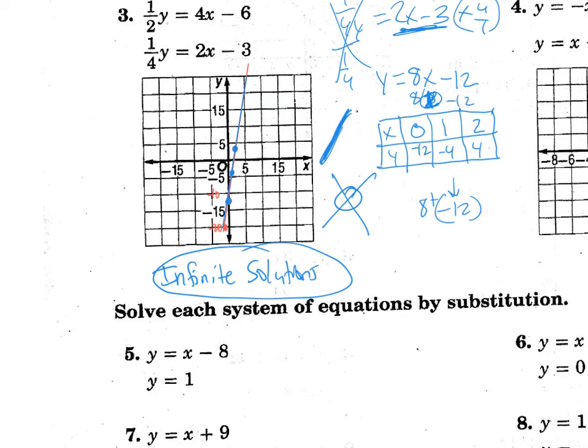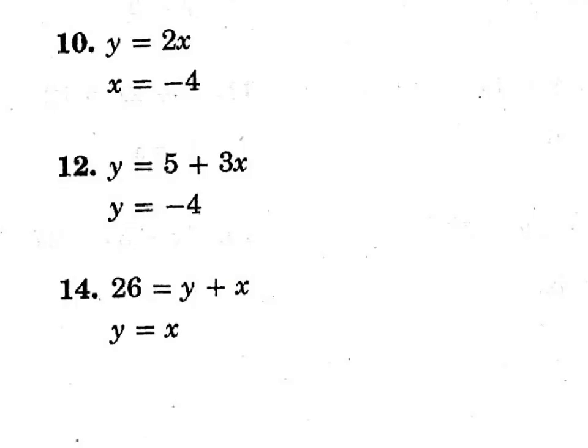So I'm glad we did that one together. That one was a little bit strange. All right, let's do a few of the substituting ones. Let's do like 10, 12, and 14. Notice 10, y equals 2x, and x equals -4. So let's take this second one, and we'll substitute it into the first.